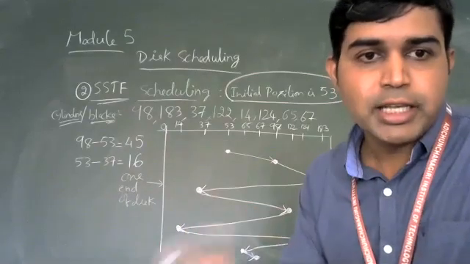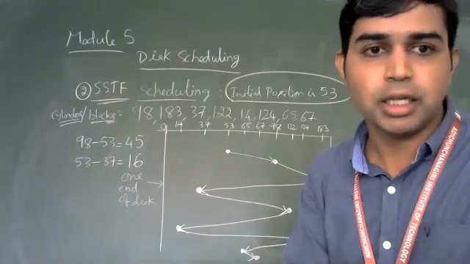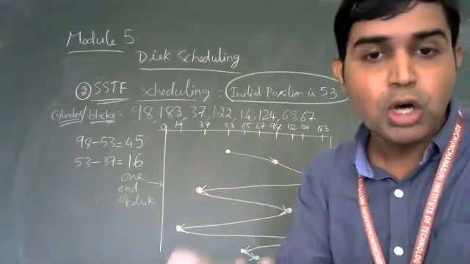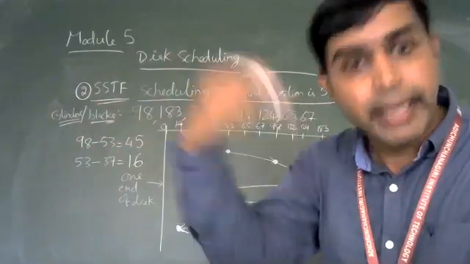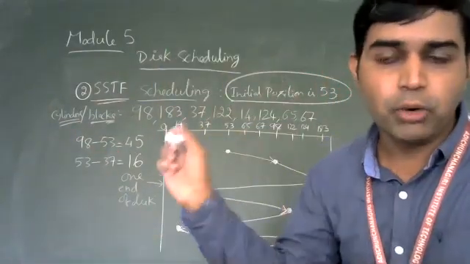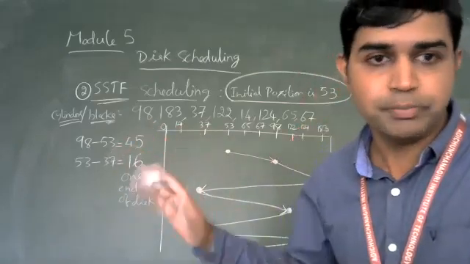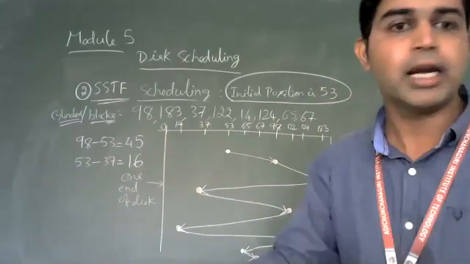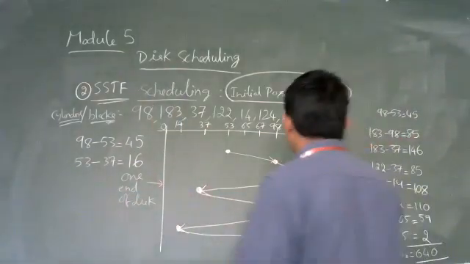So which cylinder is shortest now? The 37th cylinder is the shortest. So we have to make a move from the 53rd cylinder to 37, not 98. So that's how your shortest seek time first algorithm is going to work. Clear with that? So that's how you have to calculate and solve the problem. Fine. So I will rub this particular part.